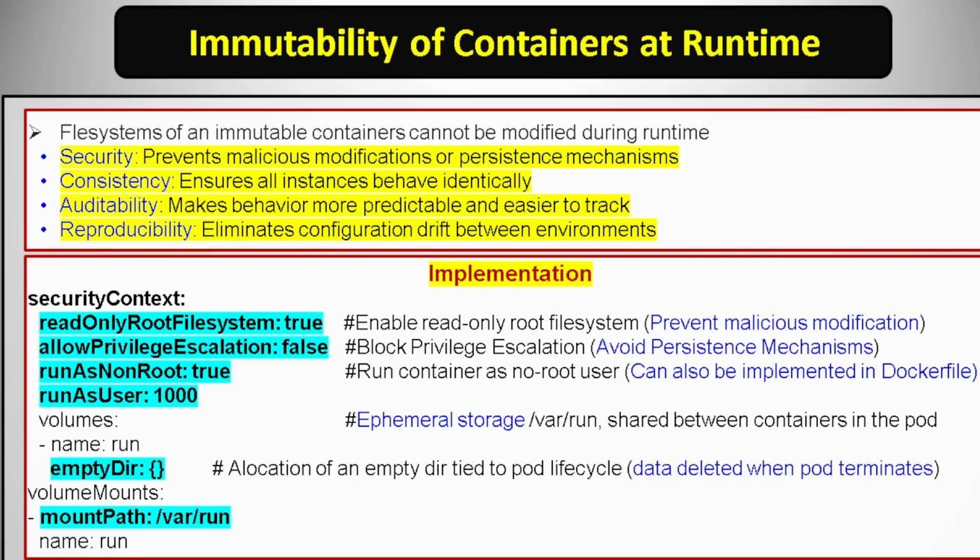Now, how to implement and enforce immutability? First of all, a read-only root file system. It blocks all writes to the root directory, stopping an attacker from modifying system files. Then, block privilege escalation. It prevents the container from gaining root privileges, which is a favorite trick for malware. Then, a non-root user. Even if the attacker gets in, they'll hit a permission wall through this feature. Then, ephemeral storage for temporary files. If you need temporary space, use emptyDir. It's wiped out when the pod dies, leaving no traces at all.